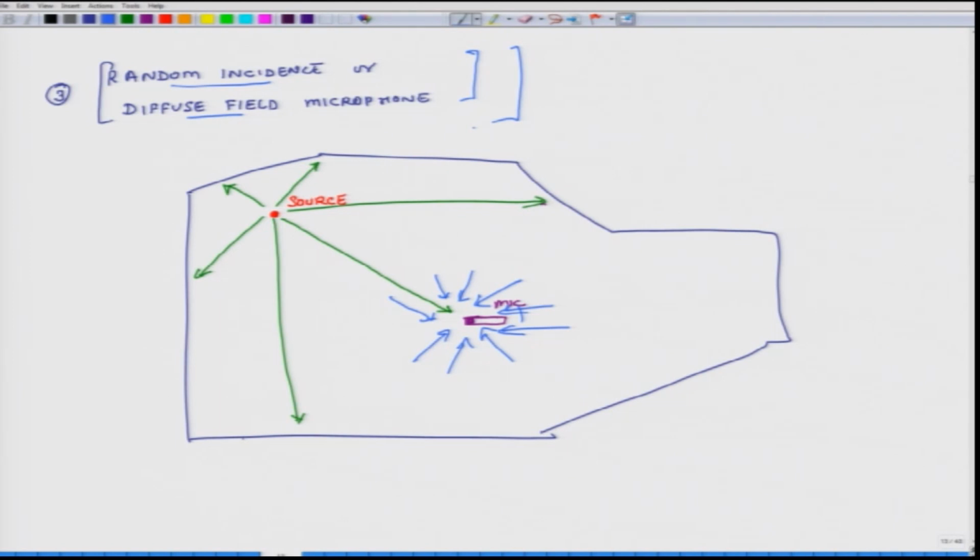So, from the application standpoint, we can think about three types of microphones. One is free field, second one is pressure field, third one is random incidence. And again you have to look at your specific situation and figure out which type of microphone is most appropriate for your particular application, and that will help you make a good selection of microphone from the standpoint of application.